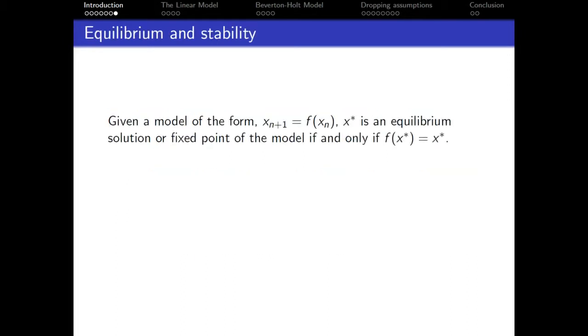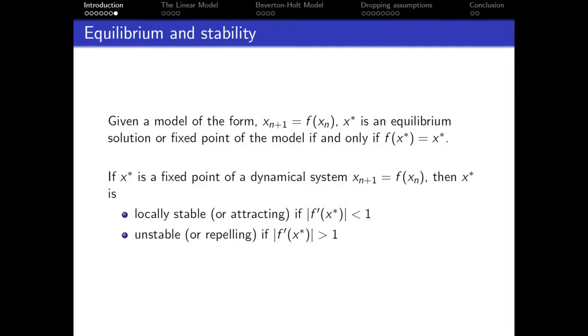Before we continue with the results of our research, let us first remind ourselves the basic definition of equilibrium solutions. Given a model of the form x sub n plus 1 equals f of xn, x star is an equilibrium solution or fixed point of the model if and only if f of x star is equal to x star. If x star is a fixed point of a dynamical system, x sub n plus 1 equals f of xn, then x star is locally stable or attracting if the absolute value of the derivative at x star is less than 1, and unstable or repelling if the absolute value of the derivative at x star is greater than 1.